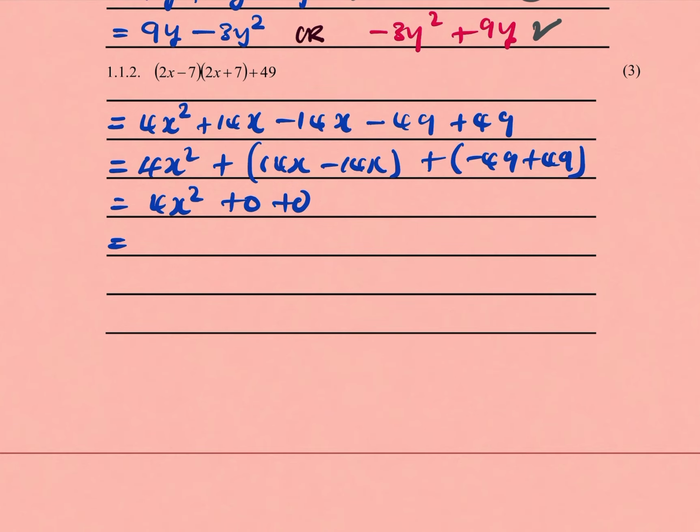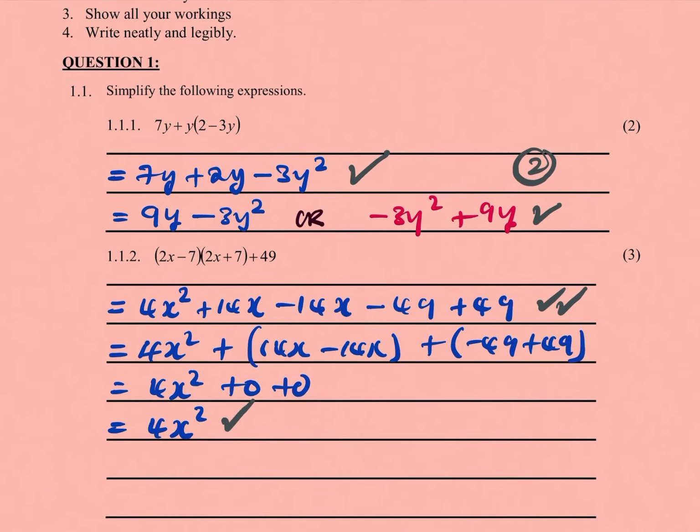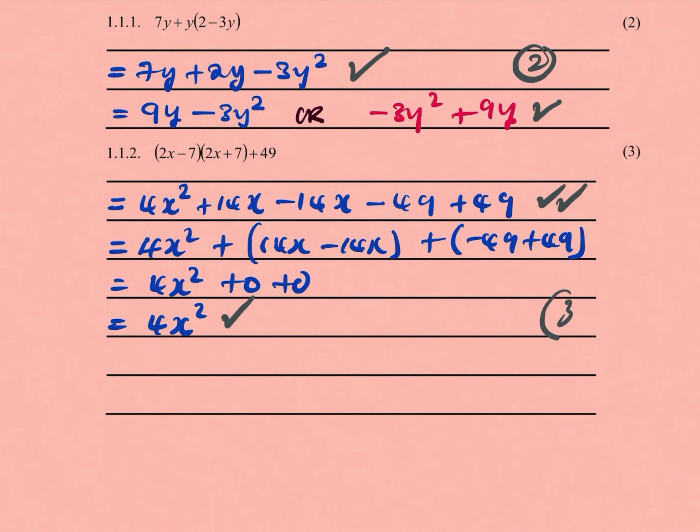And then now you can use a calculator here to find it out. And then, well, you get 4x squared. I'm kidding, guys. You can't use a calculator when you have variables. Now, let's check. You get 1 mark for that. You get 1 mark for that. And then you also get 2 marks for that expansion. Okay. So, all in all, that is 3 marks.